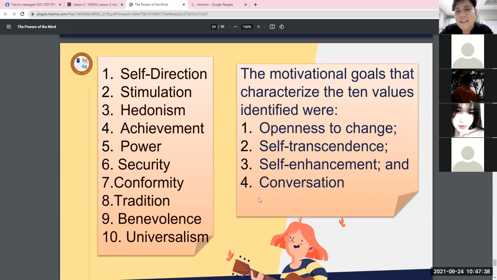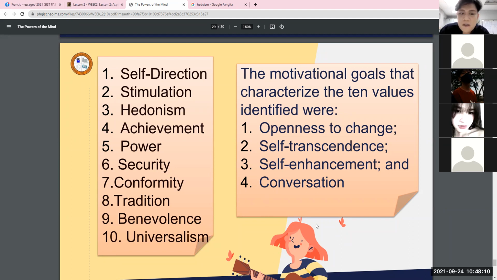Achievement. You are happy kasi you achieved something. Power. Power speaks about how, hindi yung power na nakikita natin sa mga anime or sa mga spiritual or fantasy natin. The power is yourself, how to influence others. Security, your self-security, your family security.